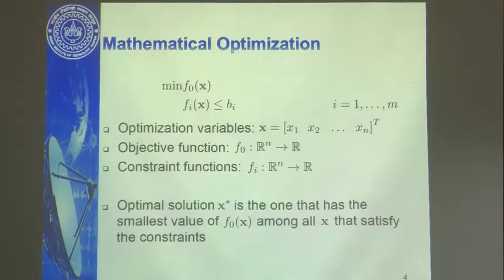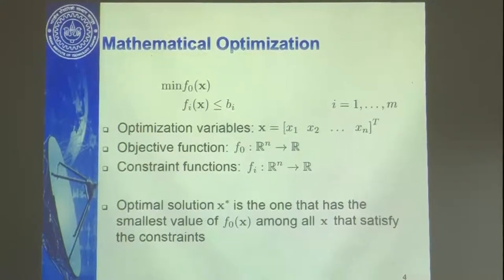This is what mathematical optimization looks like. Generally, if you have any design problem or almost any design problem, you can express it like this. You can express it as minimizing something subject to some constraints. The constraints are of the form some function is less than some constant, or zero. Sometimes we say some function is less than or equal to zero. So constraints can always be written in this form.